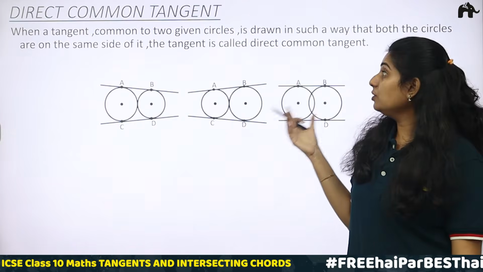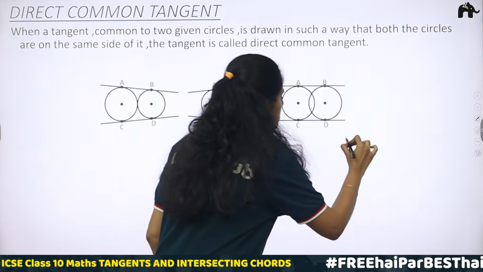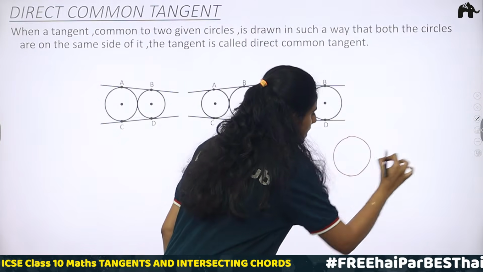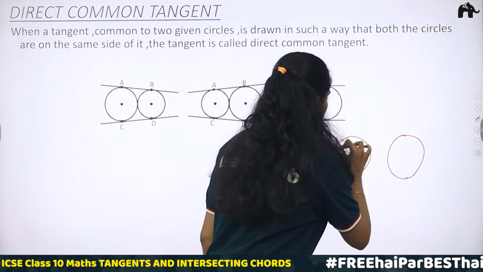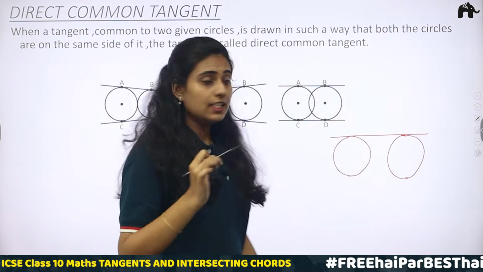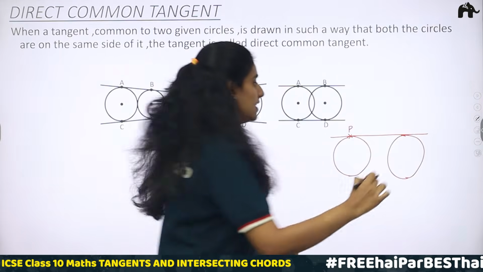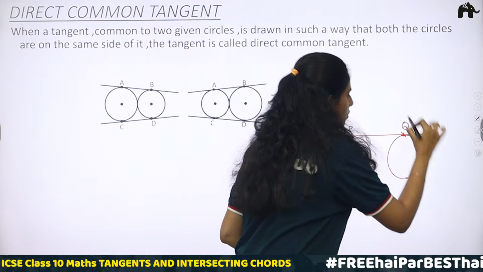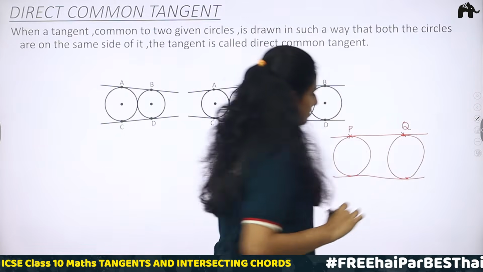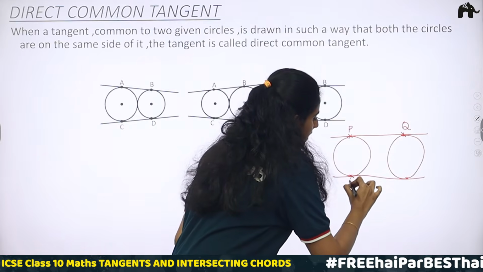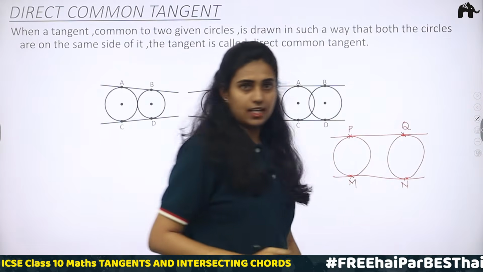Okay. Next, we have two types of common tangents and the first one is direct common tangents. When I take two circles, so this is my first circle and this is my second circle. Here I am drawing a tangent. This tangent touches the first circle at this point P and the second one at this point Q. Similarly, I can draw one more tangent. Here it touches the first circle at M and the second circle at N.